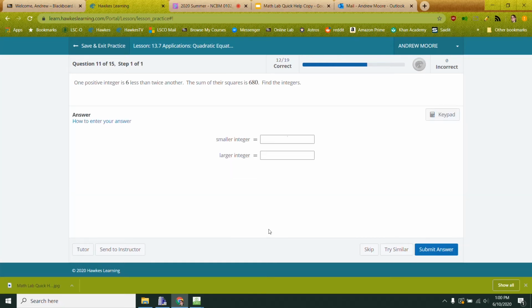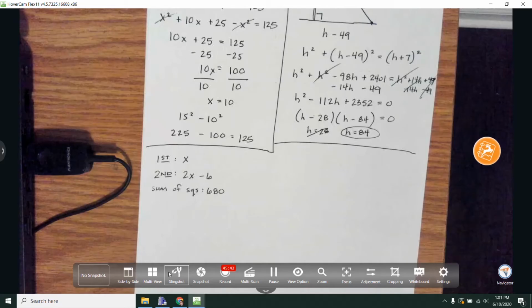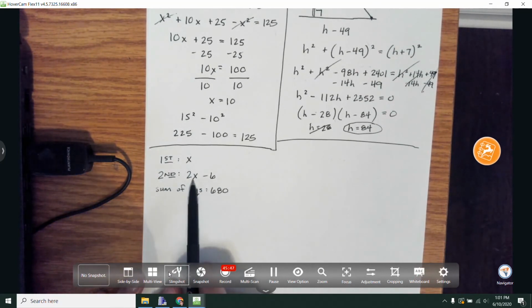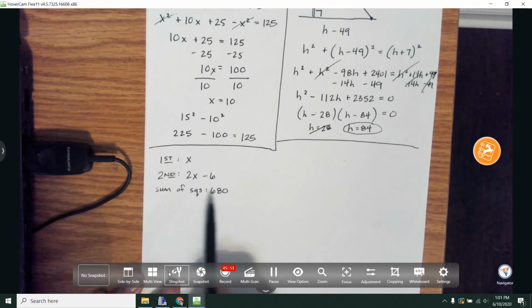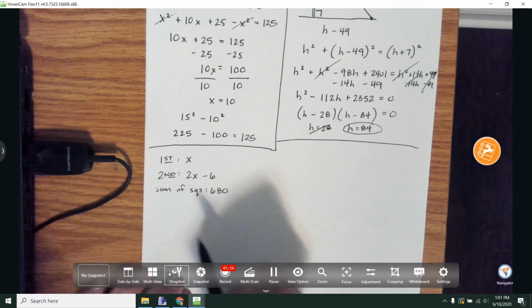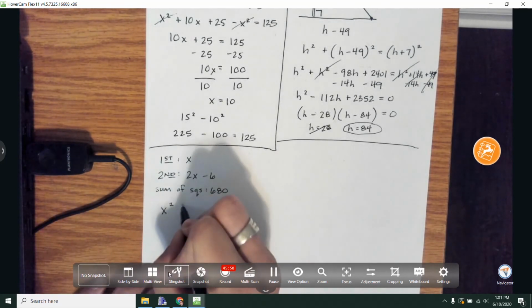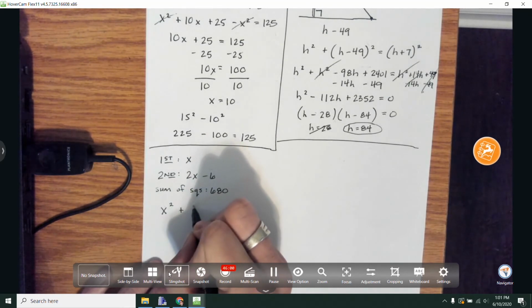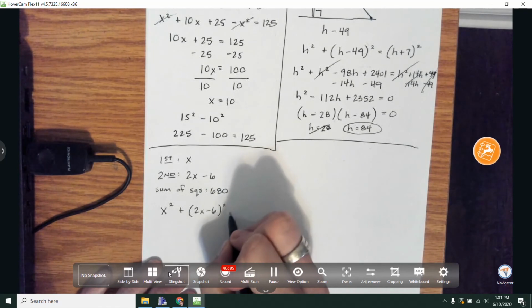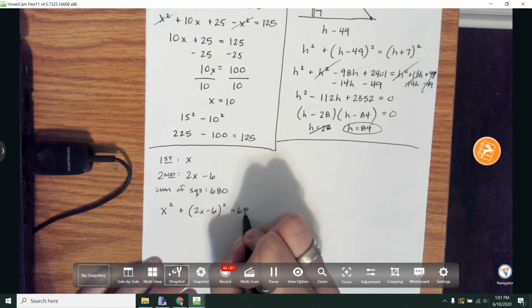One positive integer is 6 less than twice another. The sum of their squares is 680. Find the integers. All right, it said that our other integer was 6 less than twice our first. It says the sum of their squares. So we're going to be squaring these things, and this means that we're adding them together. We're going to be saying x squared plus 2x minus 6 squared, that equals that 680.